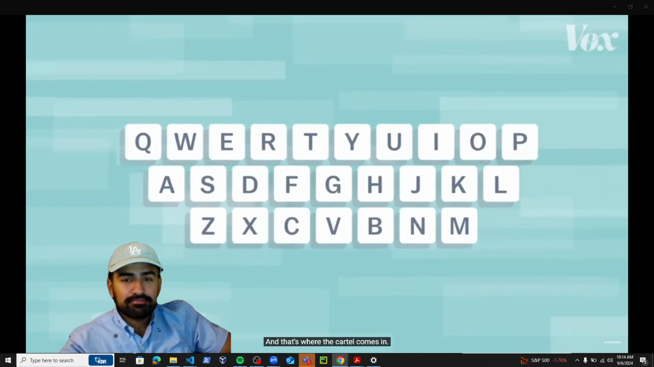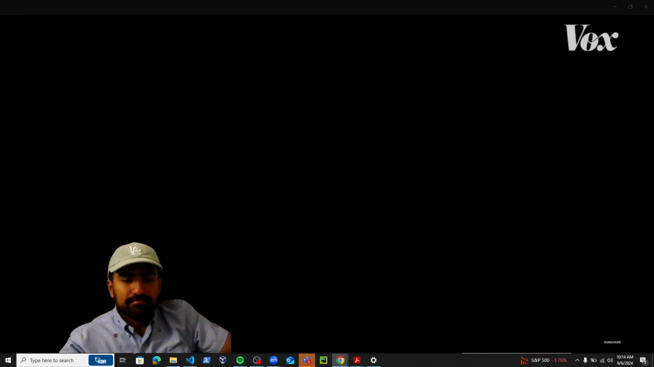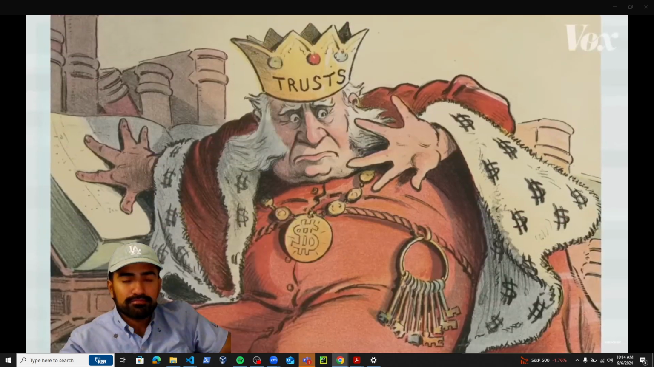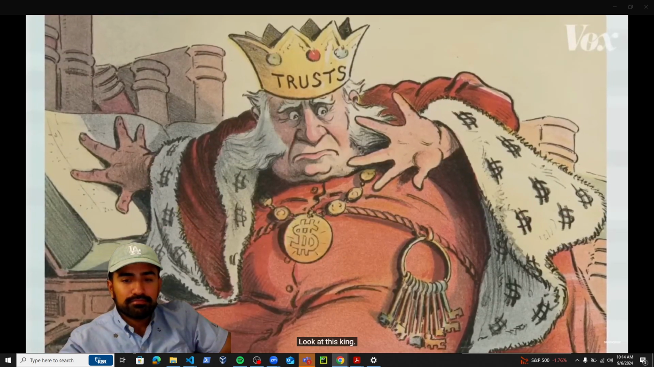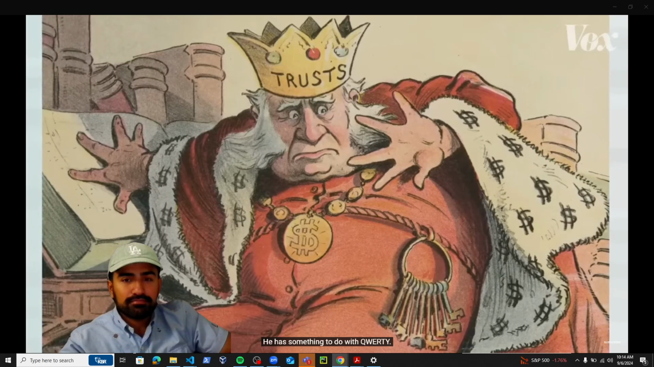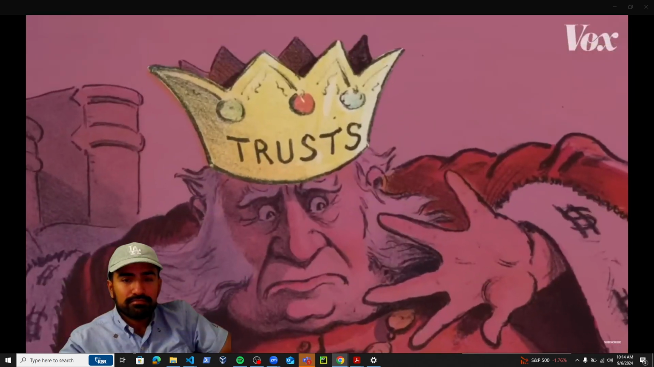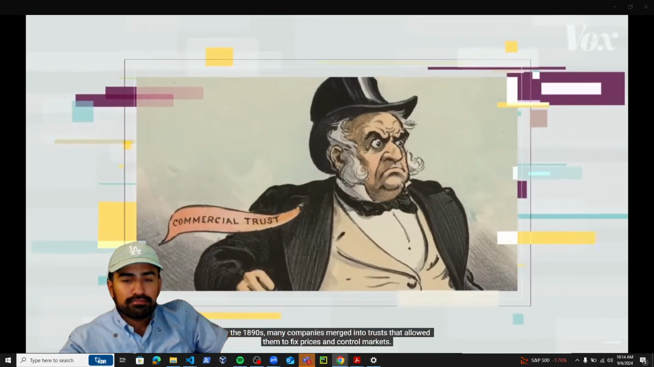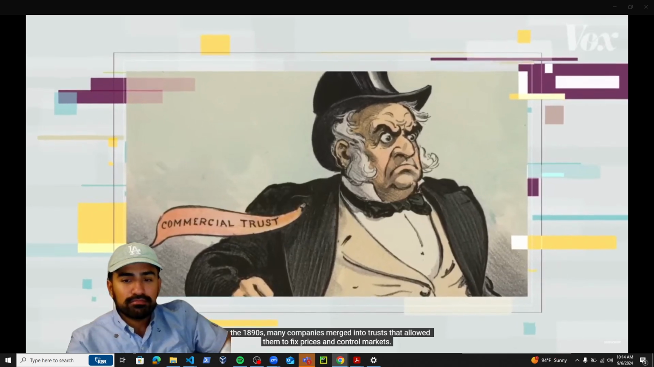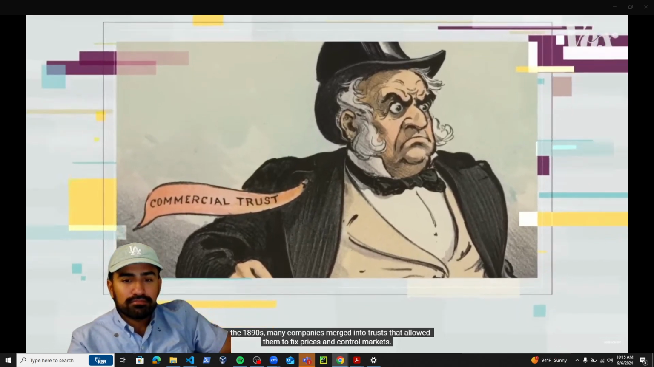And that's where the cartel comes in. Look at this king. He has something to do with QWERTY. See the label on his crown? Trusts. In the 1890s, many companies merged into trusts that allowed them to fix prices and control markets.